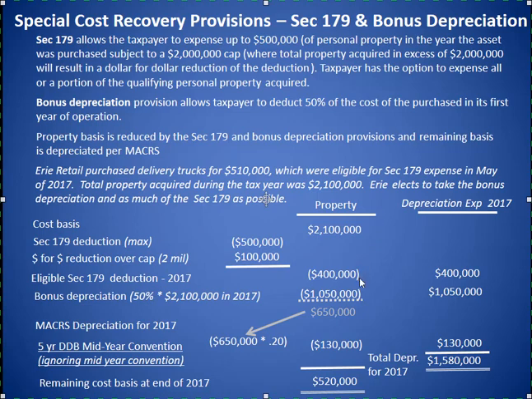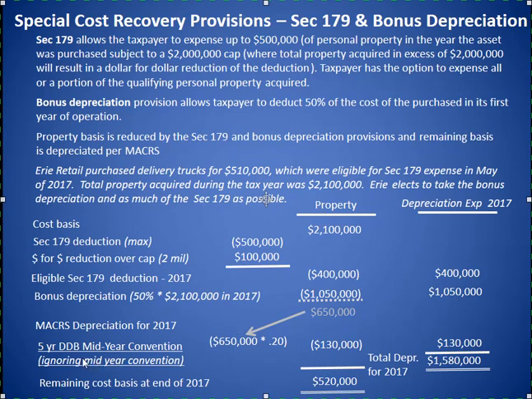Now, both our Section 179 and bonus depreciation, we basically have to offset against the cost basis of our property. So if we take the cost basis of our property of $2,100,000, subtract out our depreciation of $400,000 and $1,050,000, that means we have a net book value now equal to $650,000. Now, this remaining net book value can be subject to MACRS depreciation in 2017.